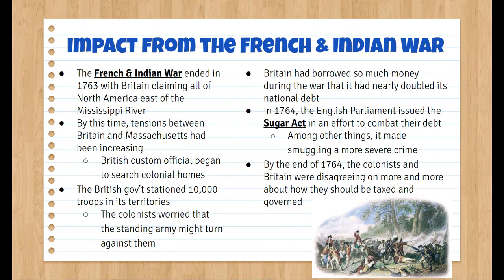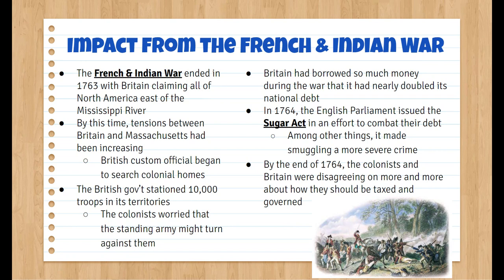Impact from the French and Indian War. The French and Indian War ended in 1763, with Britain claiming all of North America east of the Mississippi River. By this time, tensions between Britain and Massachusetts had been increasing. British customs officials began to search colonial homes. The British government stationed 10,000 troops in its territories. The colonists worried that the standing army might turn against them. This was something that you saw in the little clip from America, the Story of Us, that the colonists really didn't like having this foreign army present within their towns. They felt very threatened by them.